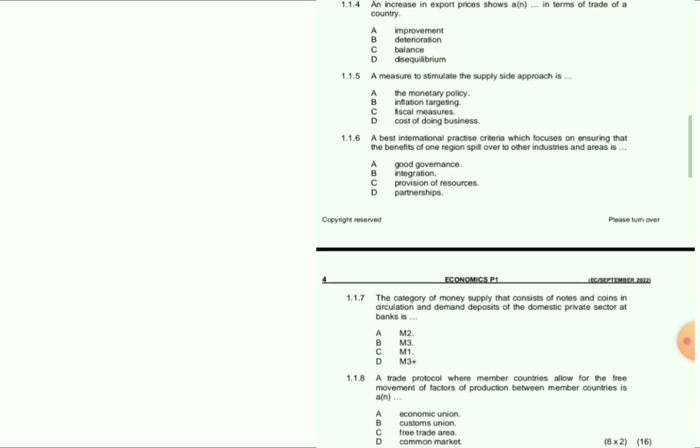Then we're going to 1.1.6, the best international practice criteria which focuses on ensuring that the benefits of one region spill over to other industries and areas. Remember, international practice criteria, which focuses on ensuring that the benefits of one region spill over to other industries and areas, is B. Integration.